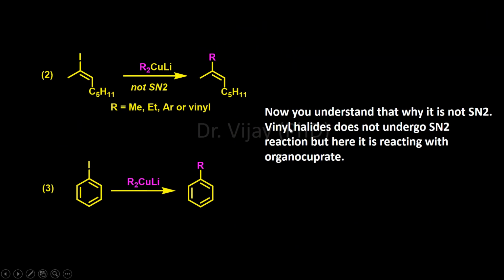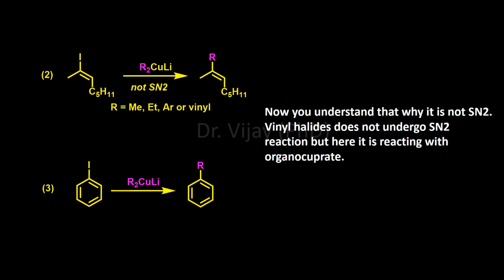It is interesting to see that it reacts with vinyl halides to give an alkene. Now you must be wondering that vinyl halides do not undergo nucleophilic substitution reaction because it is an sp2 carbon. But here it is reacting with the Gilman reagent. This clearly implies that this reaction does not follow the nucleophilic substitution pathway.